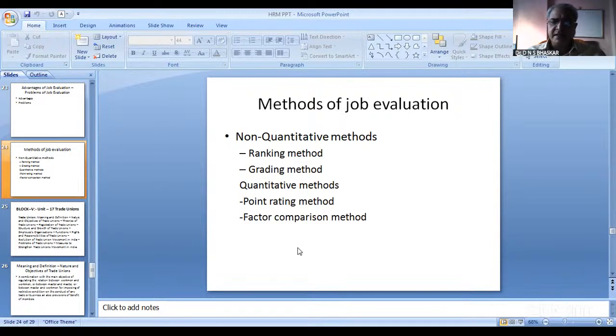So these are the various important points which a student is expected to know in the case of job evaluation. Normally from the student point of view, job evaluation methods is the most important one. Advantages of job evaluation, problems of job evaluation, and the prerequisites of job evaluation, all these aspects will help a student to understand this. So this is what I covered till now.